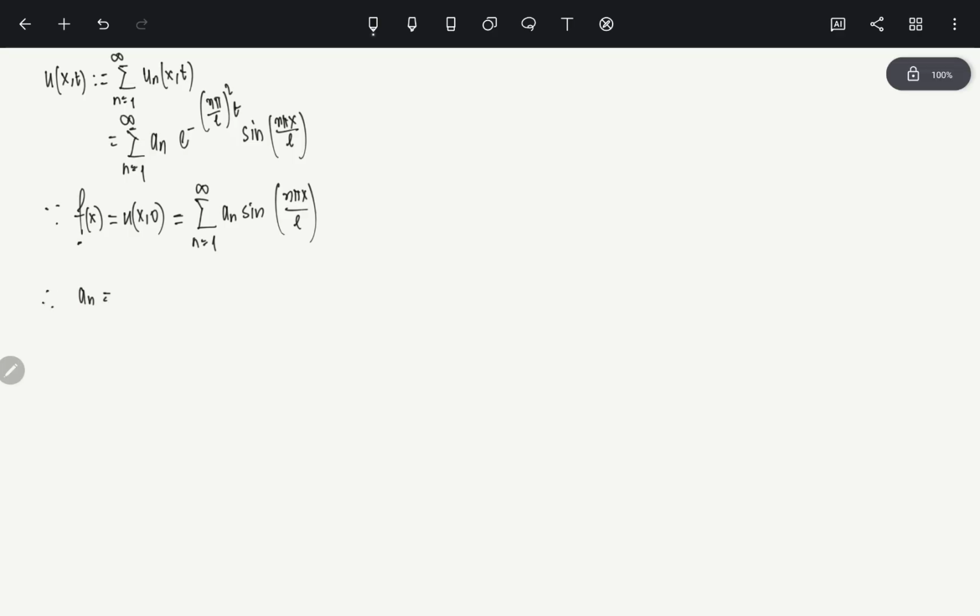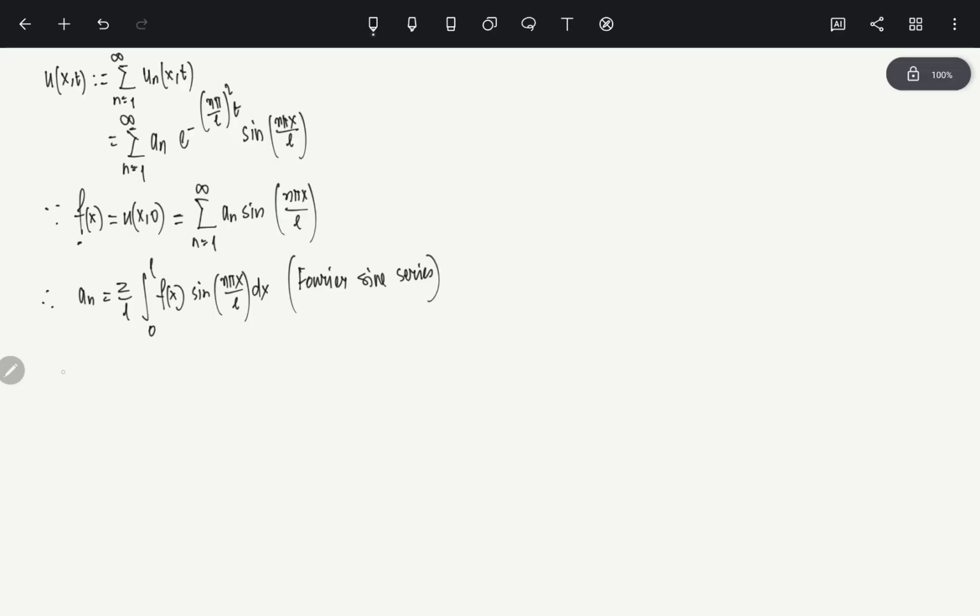Therefore a_n will be 2 by l, integral 0 to l, f of x sine of n pi x by l dx. Yes, we talked about it. So this is via Fourier sine series. If you don't remember, please go back to those videos and look at it.